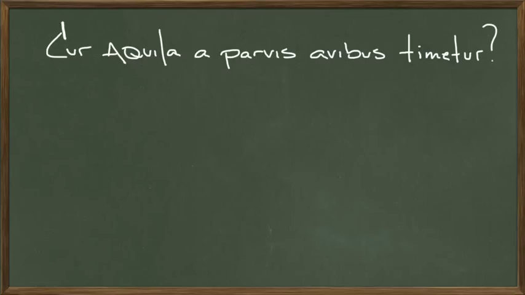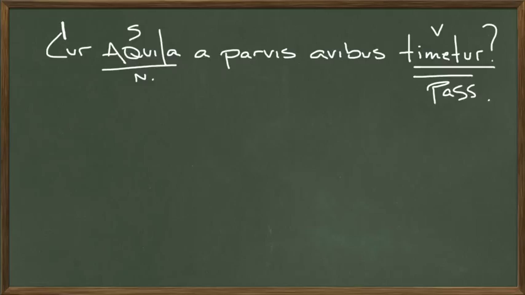Let me make that a little bit smaller. And then aquila is the subject of the sentence, nominative case. Aquila timetur, that's the verb, and the verb is passive. And then it means, why is the eagle feared? And we need somebody to be afraid of the eagle.